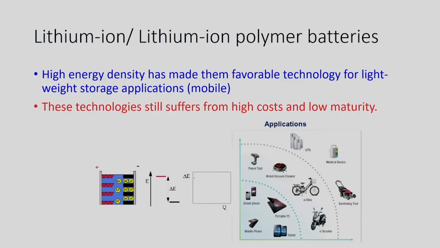And if we talk about lithium ion and lithium ion polymer batteries, as we can see from the Ragone chart, high energy density has made them a favorable technology for lightweight storage applications like mobile communications. These technologies still suffer from high cost and low maturity. This is the reason why they cannot be used in solar photovoltaic applications. As you can see, there are many applications of lithium ion and lithium polymer batteries: e-bikes, scooters, gardening tools, tablets, mobile phones, everywhere these lithium ion batteries are used.